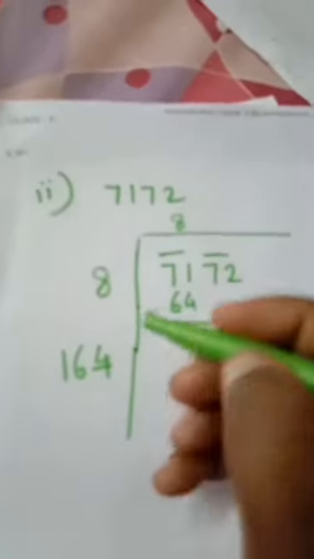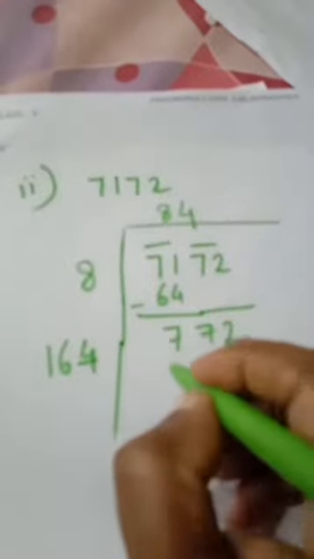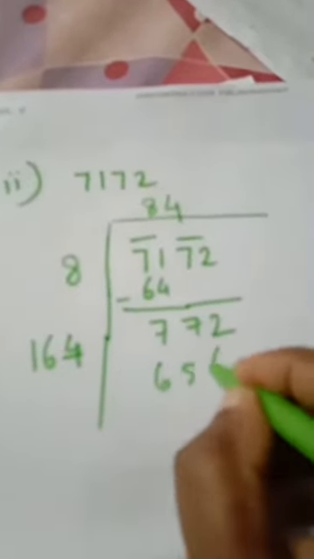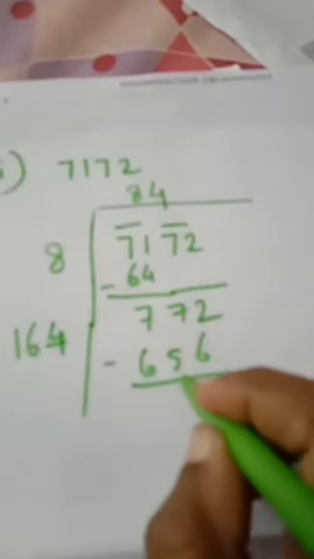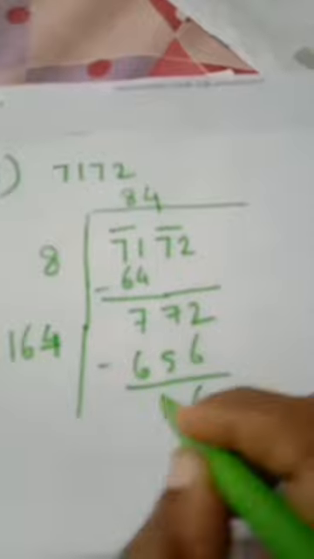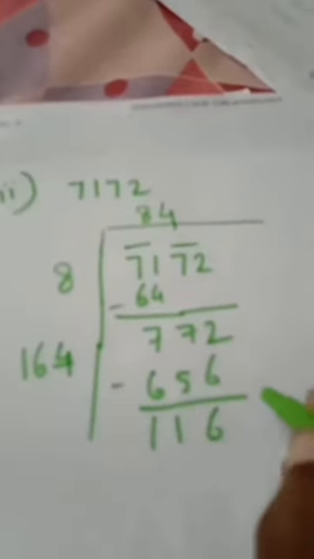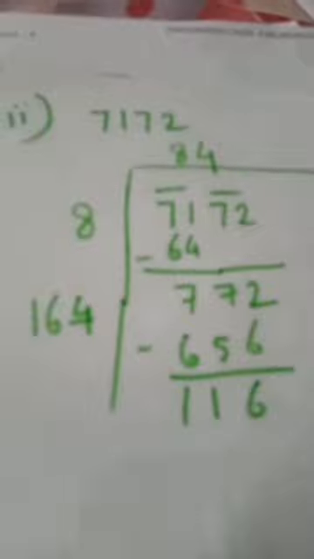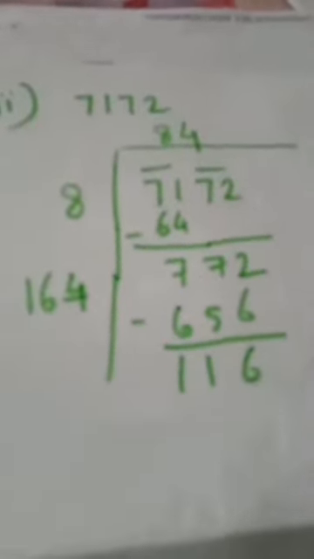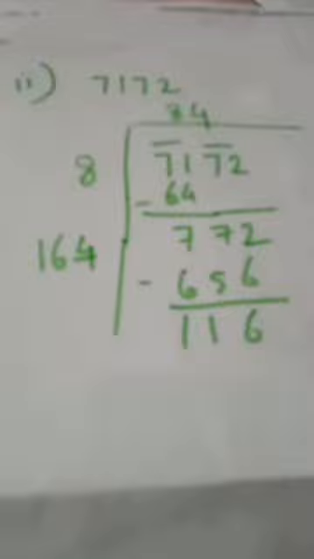825. Not going. Here 7 7 2 you know. So you take 4. Here 4. Here also 4. 164 into 4 is equal to 656. Now subtract. Now, is there any number again? No. Now, 84, we got the answer: square root of 7172 is equal to 84 and a remainder 116.